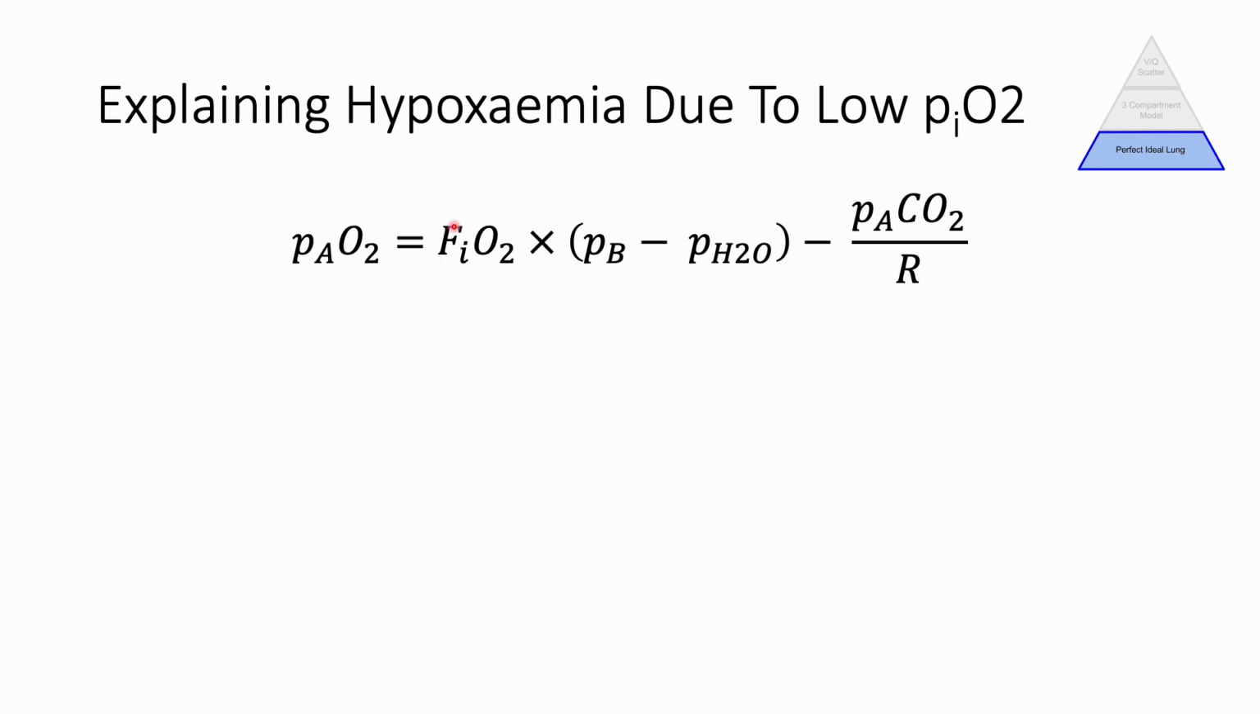This term here gives us the moist inspired PO2, and so it's clear that if the inspired PO2 is low, then the alveolar PO2 will be low, and subsequently the arterial PO2 will also be low. Looking at it this way, it also tells us what factors might cause a low inspired PO2. It's either that the fraction of inspired oxygen is low, so rebreathing a hypoxic gas mixture, for example, or that the barometric pressure is low, i.e. you're at high altitude, whereas the saturated vapor pressure of water remains fairly constant.